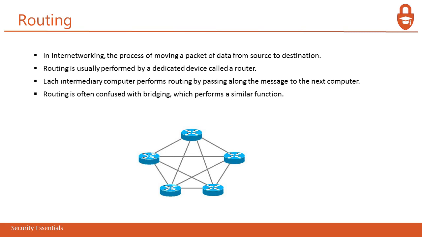Now, routing is often confused with bridging, which performs a similar function, but really, routing is nothing like bridging. Bridging is the concept when you are going to use multiple networks. So in case I want to connect one network with another network, say I have complete network A and a complete network B, then I will connect them with a bridge, whereas routing is within a network.